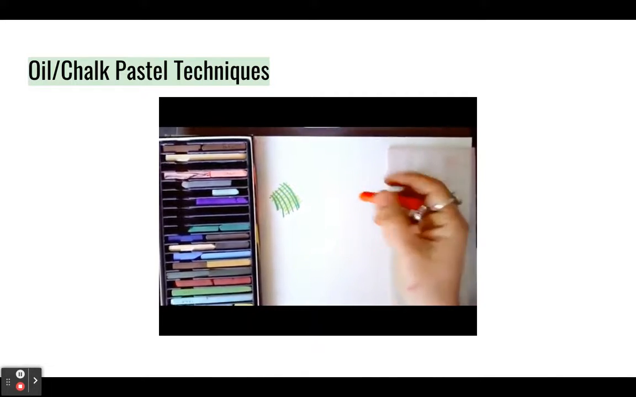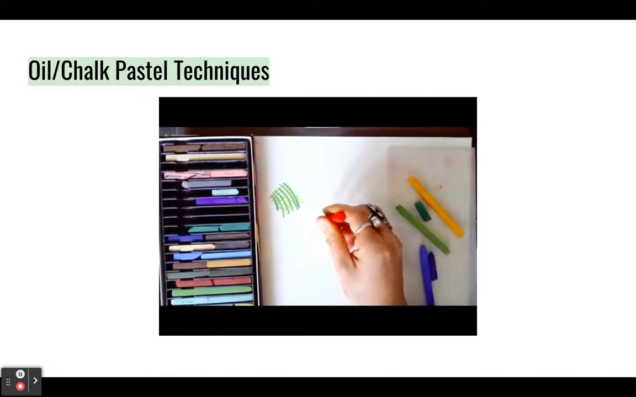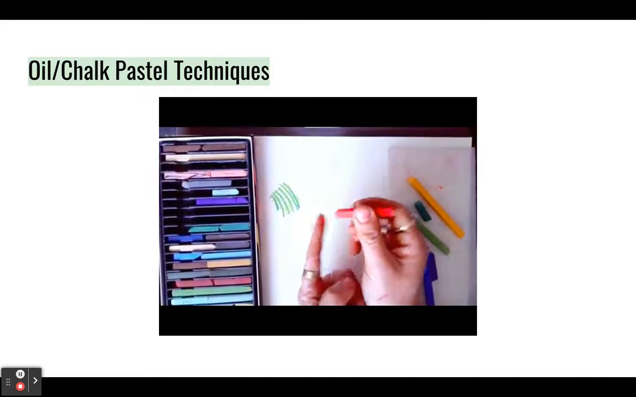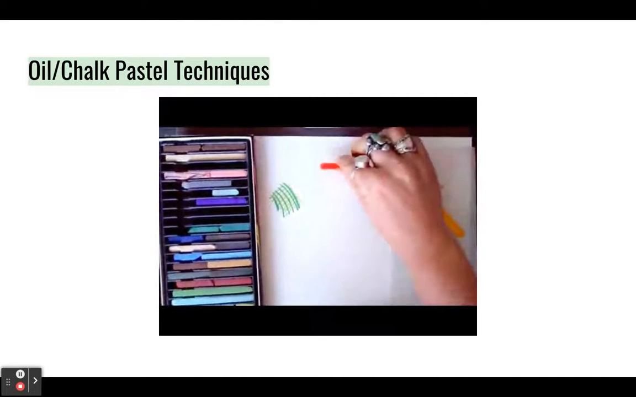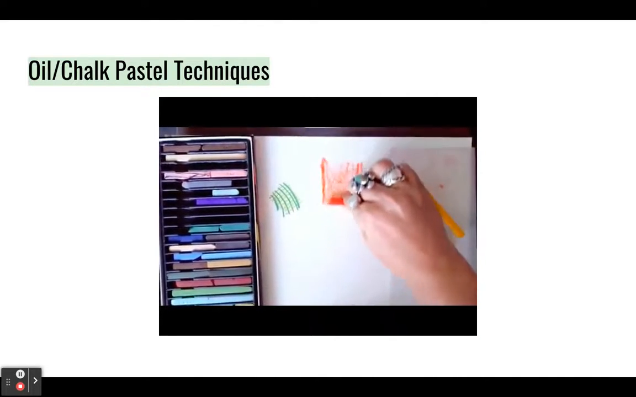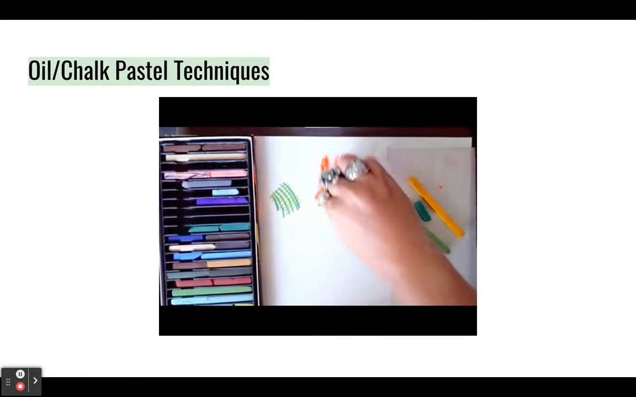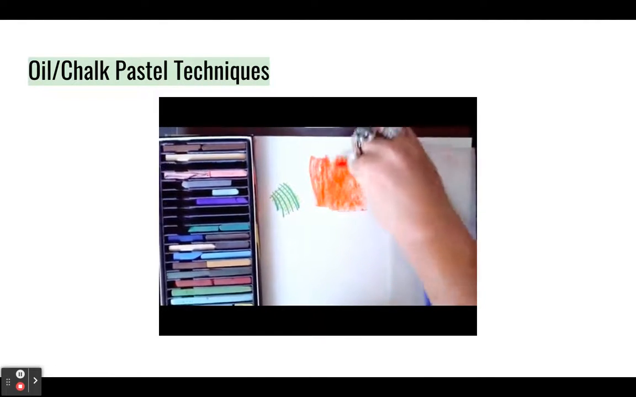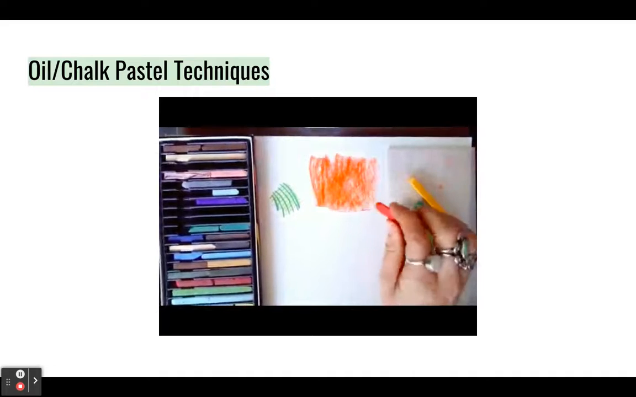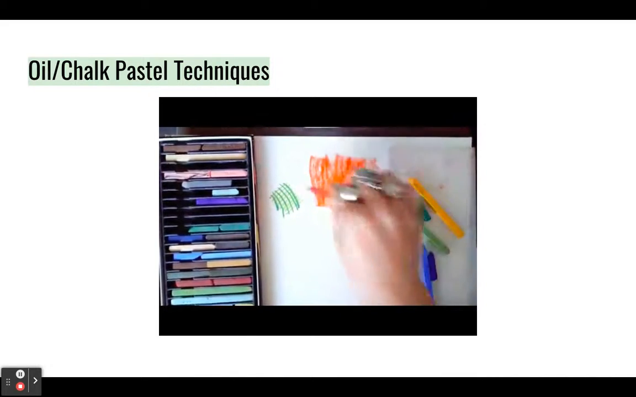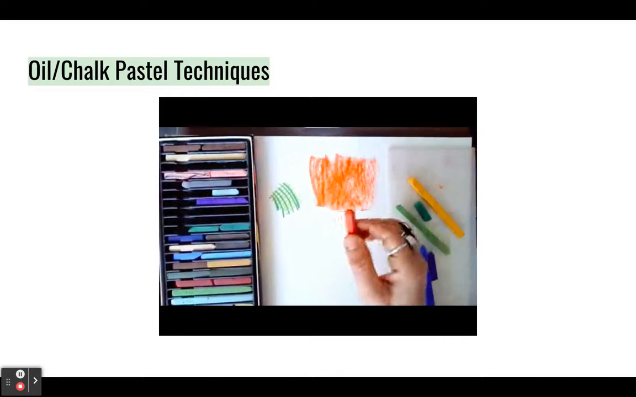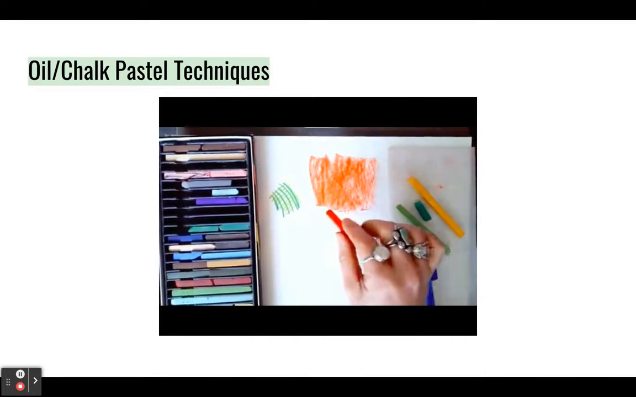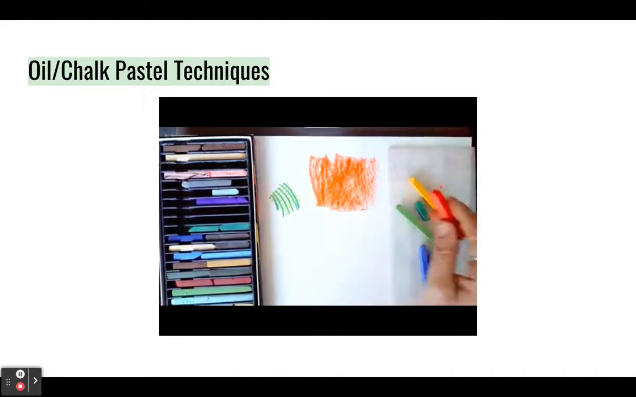Okay, the next technique is using the flat edge of your oil pastel or your chalk pastel. A lot of the time when we apply chalk pastels, we use the pointy edge, like a pencil. But if you want, you can also use the flat edge to create this kind of technique here. Obviously, if you have a larger piece, you'll create more of a color in a larger area. If you have a smaller piece, it will be a little bit smaller. This creates a nice texture. So if that's something that you are interested in, by all means, you can do that.